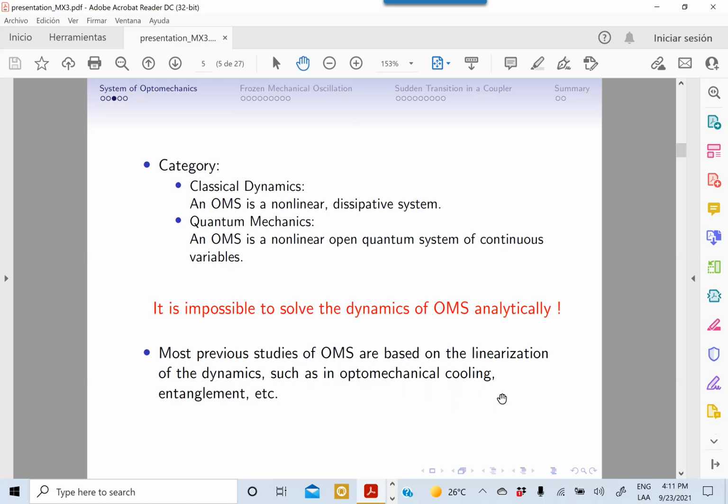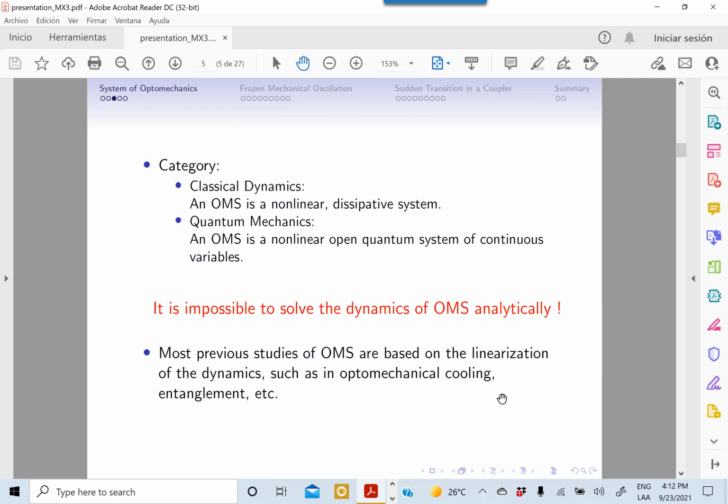Because our pump should be very huge to see the optomechanical effect. A very huge pump will give a huge number of photons. So the Hilbert space, which is classified by the photon number, will be huge. What if there are millions, billions of photons? So we have billions of Hilbert space dimensions to deal with. So it's also very difficult to study quantum optomechanics in a numerical way.